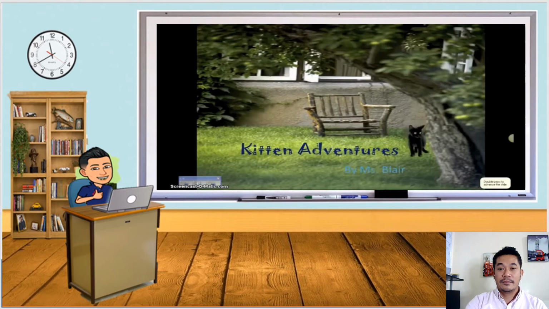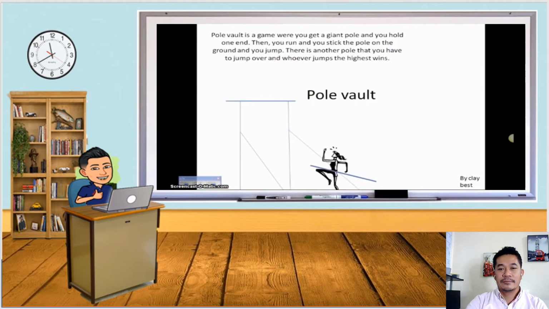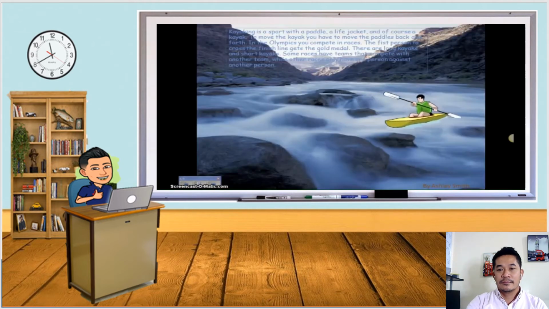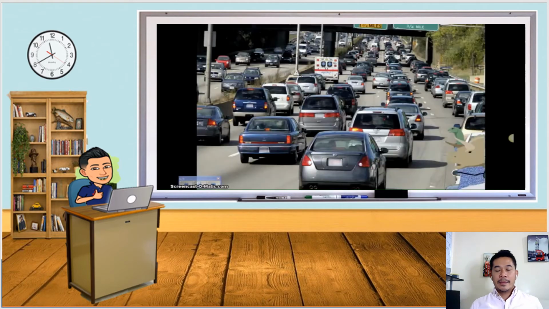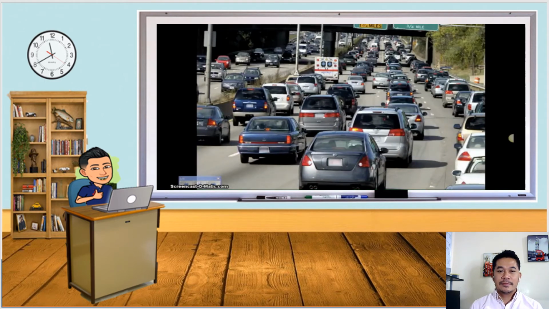So you want to make an animated PowerPoint that plays like a movie? Maybe about a kitten adventure who wakes up on a rainy morning and wants to hide under the covers. Maybe about sports like pole vault or the triple jump, kayaking, or even ice hockey. Maybe about dinosaurs who are going through your hometown. I'll show you how.